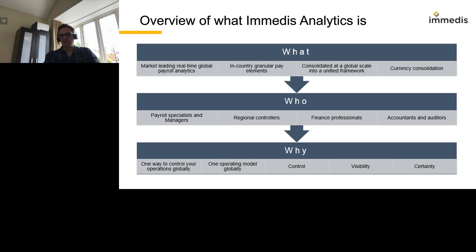Who it is targeted at is a key thing to consider, and there are different users for this level of information. So very much targeted at payroll specialists and managers, both at a local and a regional scale.